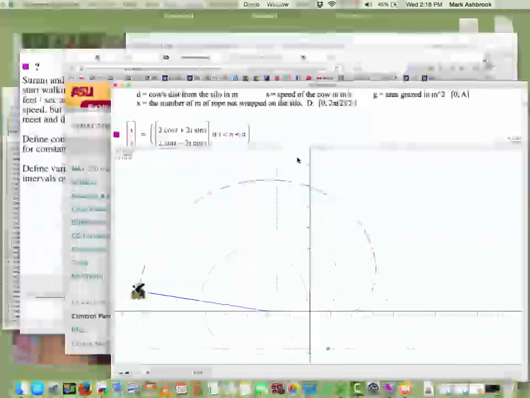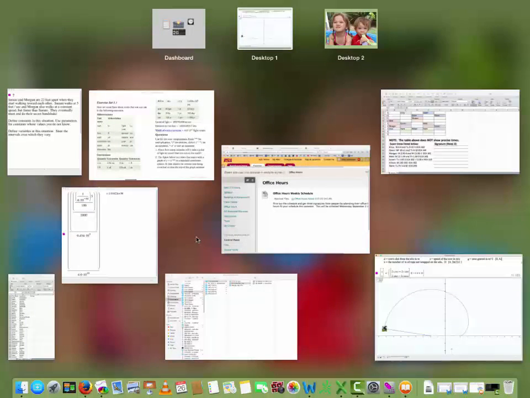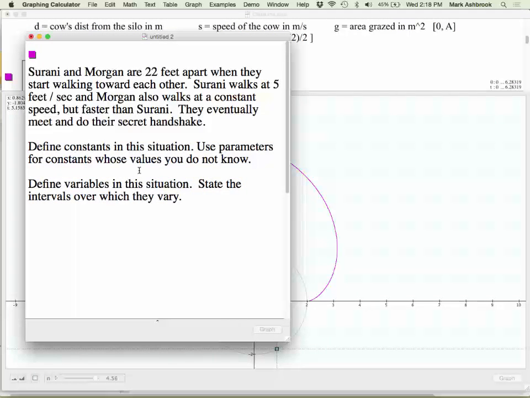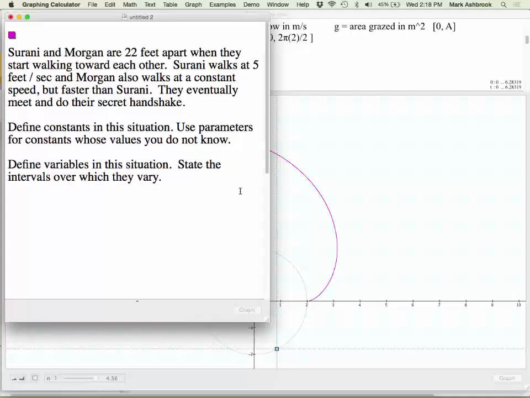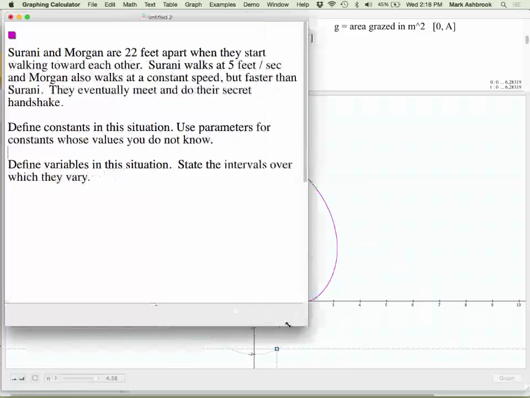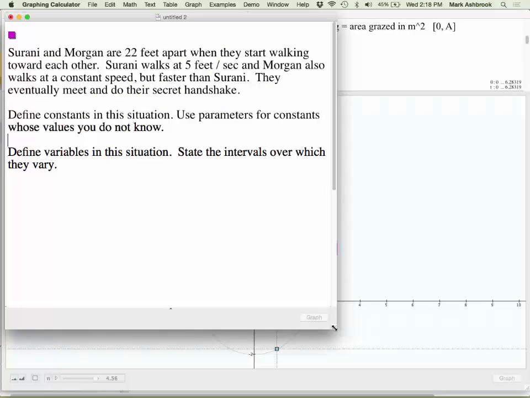New example. Here we go. Cerny and Morgan are 22 feet apart when they start walking toward each other. Cerny walks at 5 feet per second, and Morgan also walks at a constant speed, but faster than Cerny. They eventually meet and do their secret handshake. Define the constants in the situation, use parameters for constants, define variables, and state the intervals over which they vary. Go.